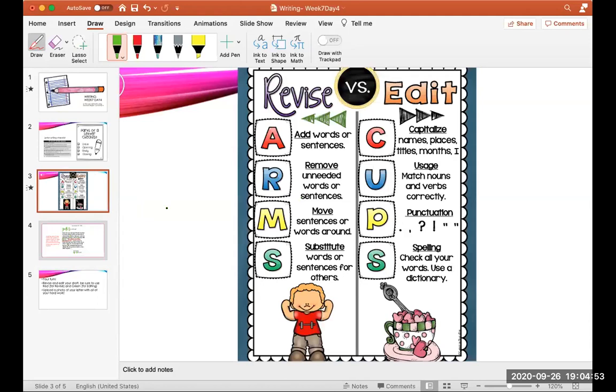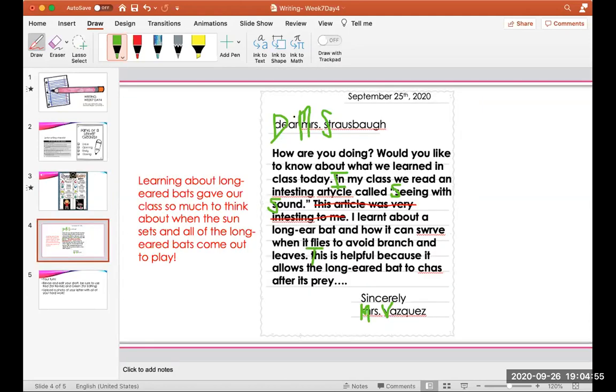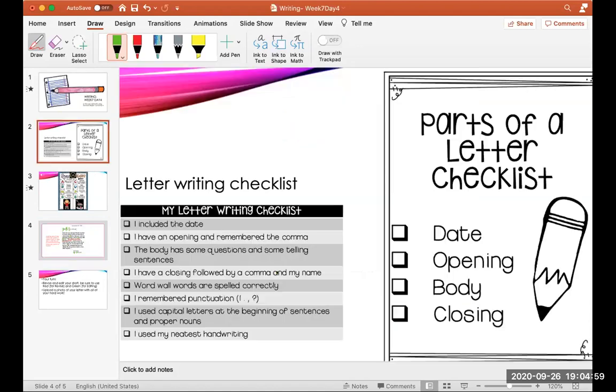Then we're going to do P, punctuation. So, dear Mrs. Strasbaugh, I forgot that comma. So I'm going to make sure I'm going back to my checklist. I have chosen the following by my name and a comma, okay? I have an opening and remembered my comma. I included my date. The body has some questions. I asked her, how are you doing?